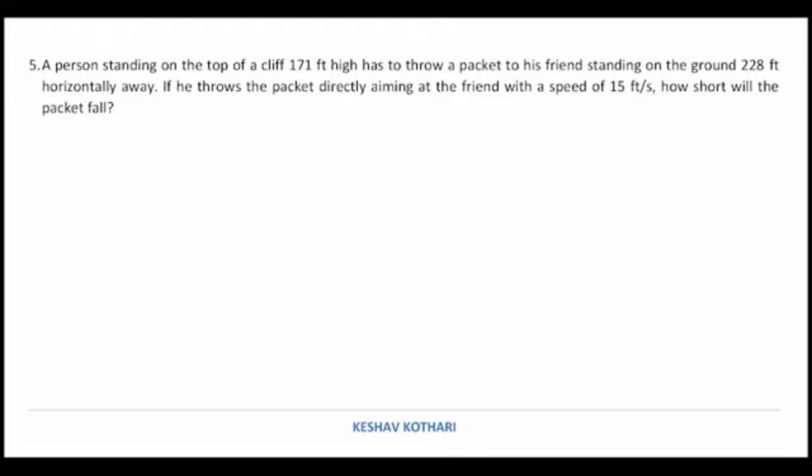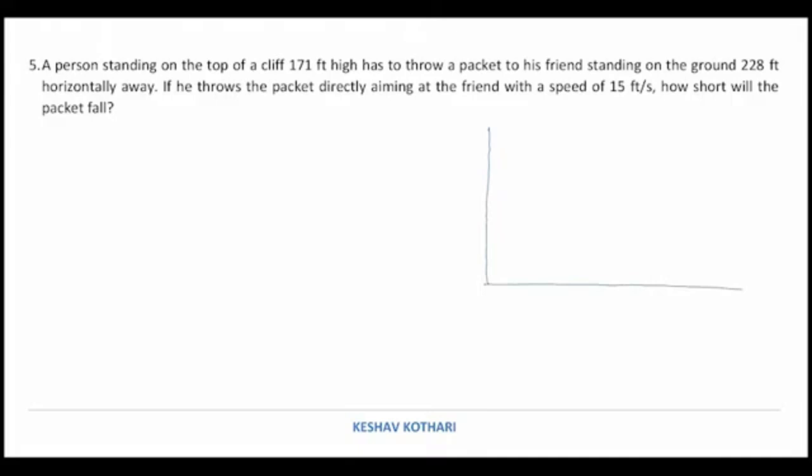A person standing on the top of a cliff 171 feet high has to throw a packet to his friend standing on the ground 220 feet horizontally away. If he throws the packet directly aiming at the friend with a speed of 15 feet per second, how short will the packet fall? So the first thing that we do is we draw a diagrammatic representation of this particular problem.